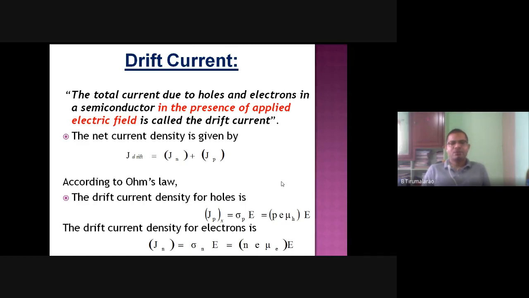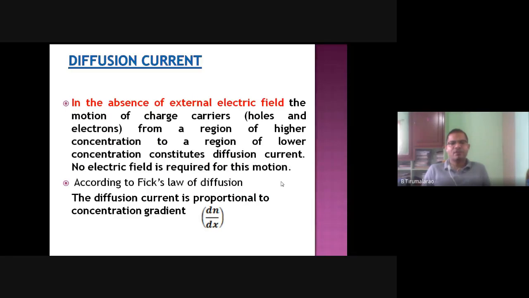Okay, next, diffusion current. What is diffusion current? Students, see here in red letters: in the absence of an external electric field, the motion of charge carriers, holes and electrons, from a region of high concentration to a region of low concentration constitutes a current. That current is called diffusion current. This means that diffusion current is the current due to the motion of electrons and holes in the absence of an external electric field. How is it possible?